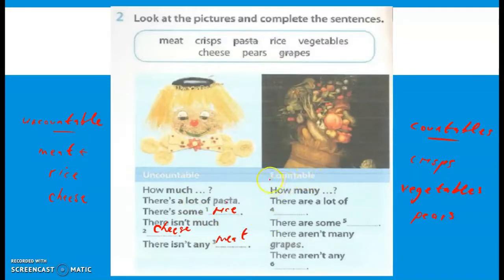Okay, now we have completed the uncountable section. Now we shall proceed to the countable section. There are a lot of vegetables. Okay, there are some pears. As we can see from the picture, there aren't many grapes, and lastly there aren't any crisps. Okay, and we have completed exercise 2 on the English Plus 1 textbook, page 55.